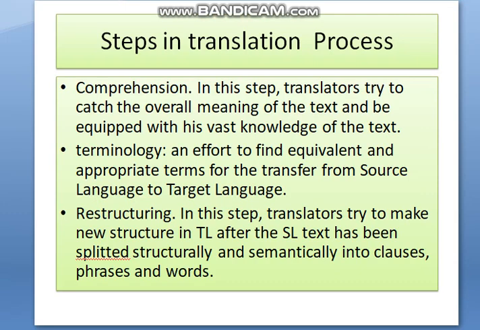Comprehension: in this step, the translator tries to catch the overall meaning of the text and is equipped with his vast knowledge of the text. Terminology: an effort to find equivalent and appropriate terms for the transfer from the source language to the target language. Restructuring: in this step, the translator tries to make a new structure in the target language, TL, after the source language text, SL, has been split structurally and semantically into clauses, phrases, and words.